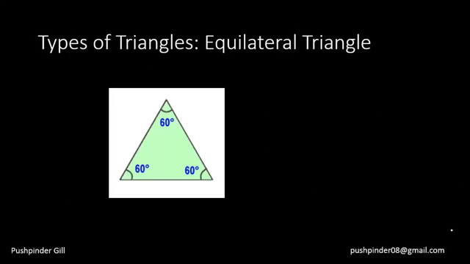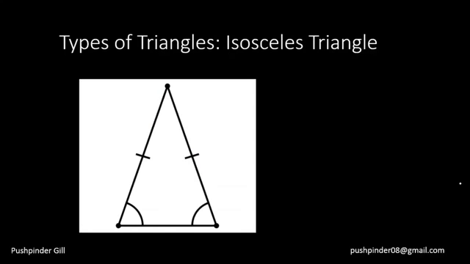Then there is one more type of triangle which is called the equilateral triangle. An equilateral triangle has all three sides equal, and all three angles are also equal. So an equilateral triangle has all three sides equal and all three angles equal. We'll be discussing this in detail within a few minutes. So let's go ahead and see the isosceles triangle.